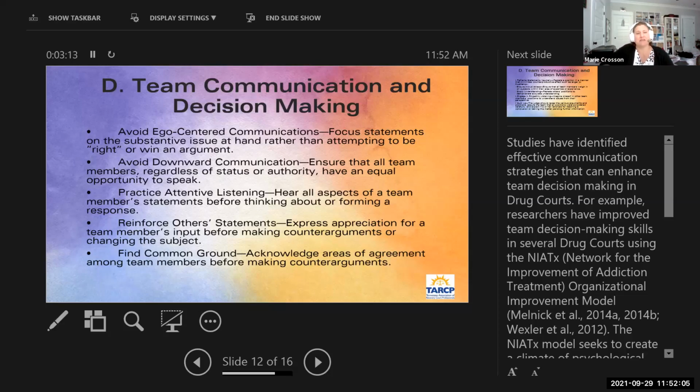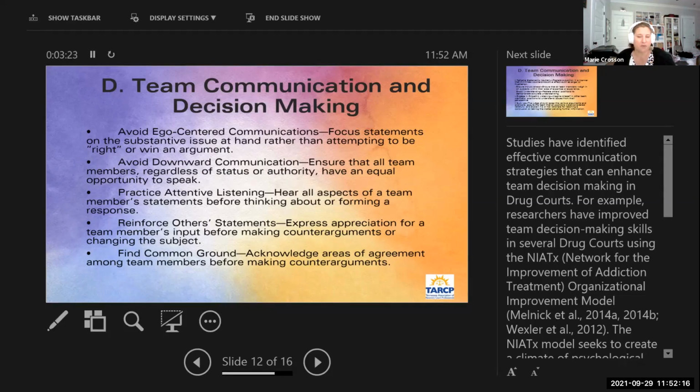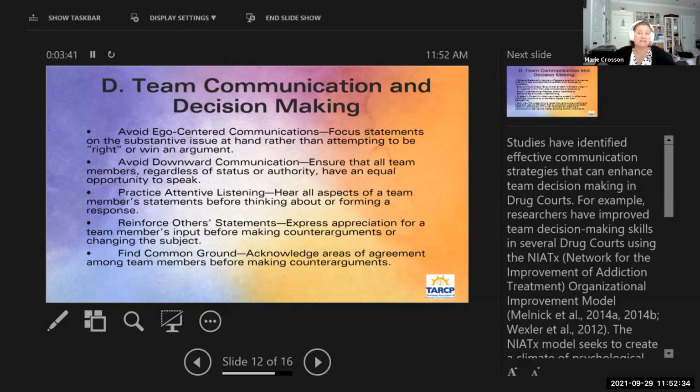And I wanted to share this information with you because there have been some drug courts, some recovery courts that have participated in studies using this network for the improvement of addiction treatment. It's an organizational improvement model, and there's a whole component to how this model is implemented that is over and above the scope of this conversation, and is really over and above the scope of just communication and decision making. It really is a systemic model. And so if you're interested in that, you can take a further look at it.